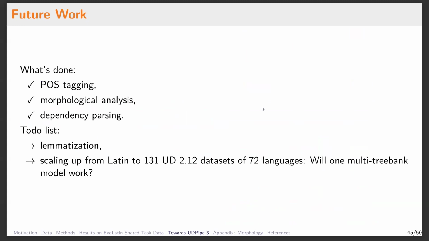Where we are with UDPipe 3, what's done? Part of speech tagging is done, morphological analysis is done, dependency parsing is done and tested in the shared task. What is missing? Lemmatization, that's a lot of coding of characters, edit distance, indexes and such. But the remaining research question is, will the trick with the multi-treebank model, just one to rule them all, work for 131 UD data sets? Can we serve just one model for all the languages or not? So this is something that's waiting for us in the next few weeks, months.